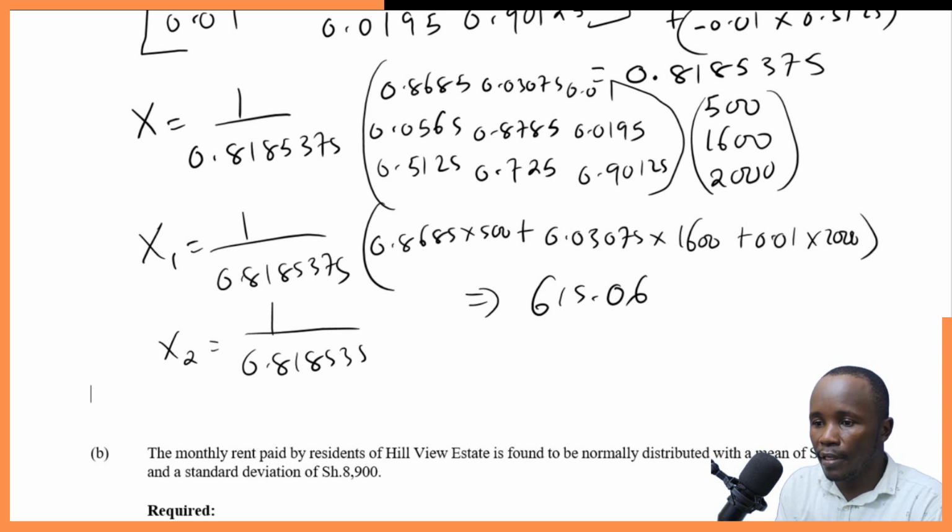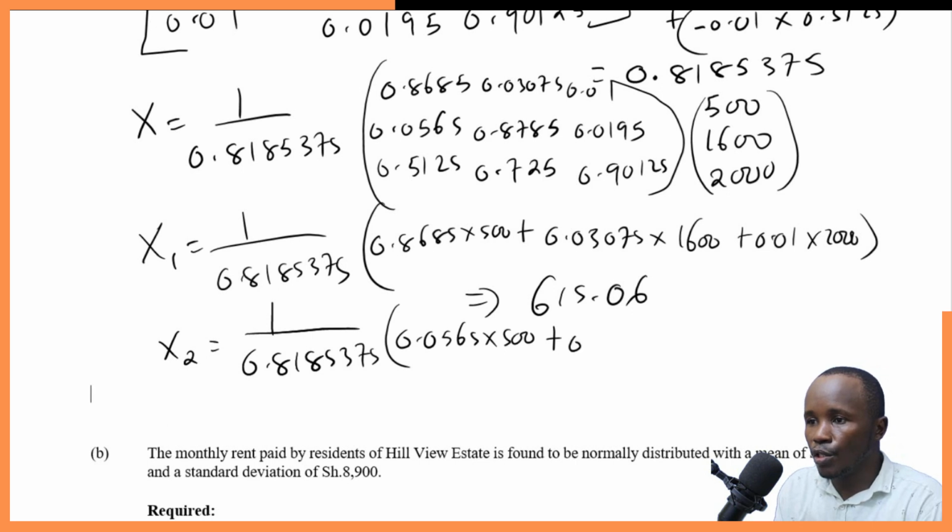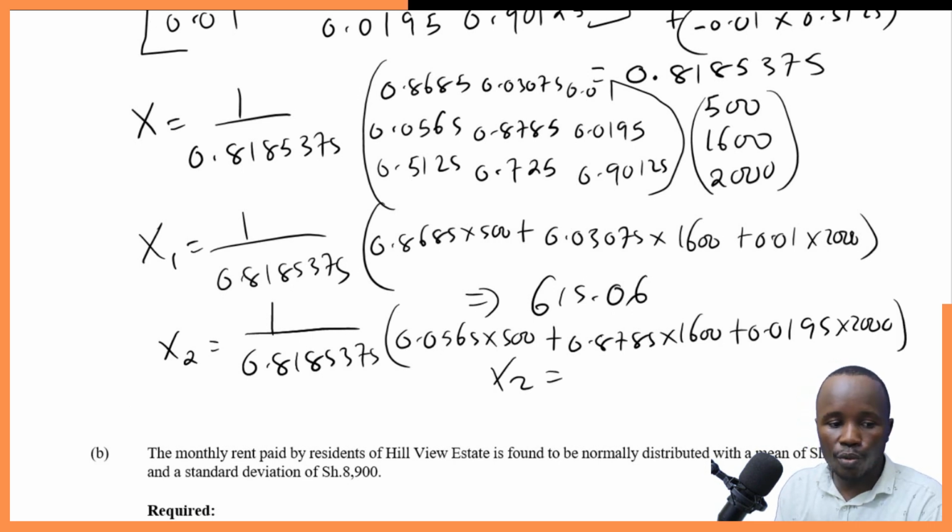X2 will be 1 over 0.818535375 multiplied by 0.0565 times 500 plus 0.8785 times 1600 plus 0.0195 times 2000. You'll get your X2 is equal to 1799.37.